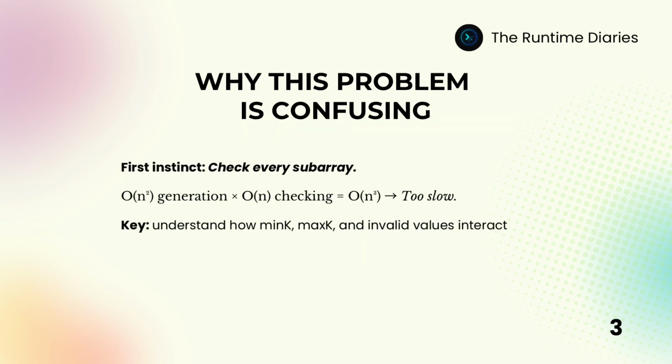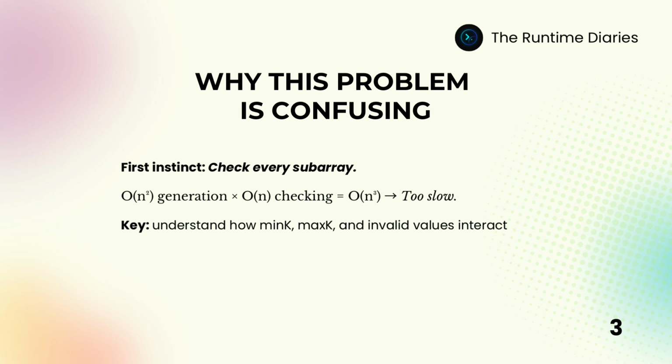And this is where most people immediately get stuck. The instinct is, okay, let me check every possible subarray, compute its minimum and maximum, and test if they match minK and maxK. But that approach quickly becomes a disaster.